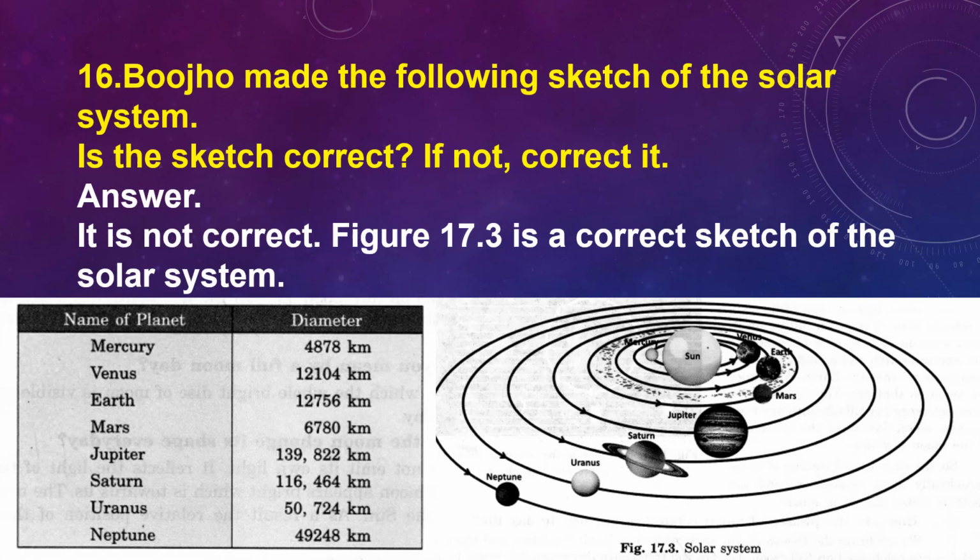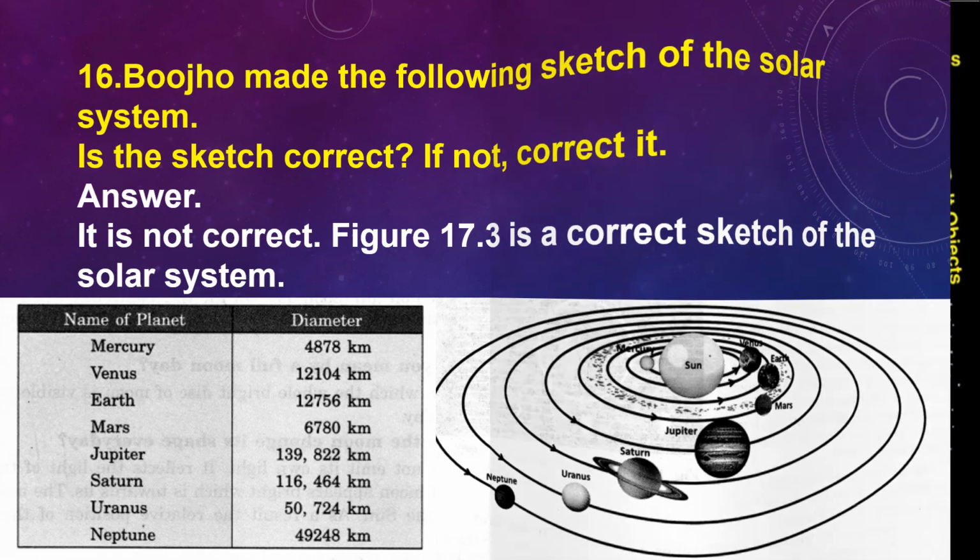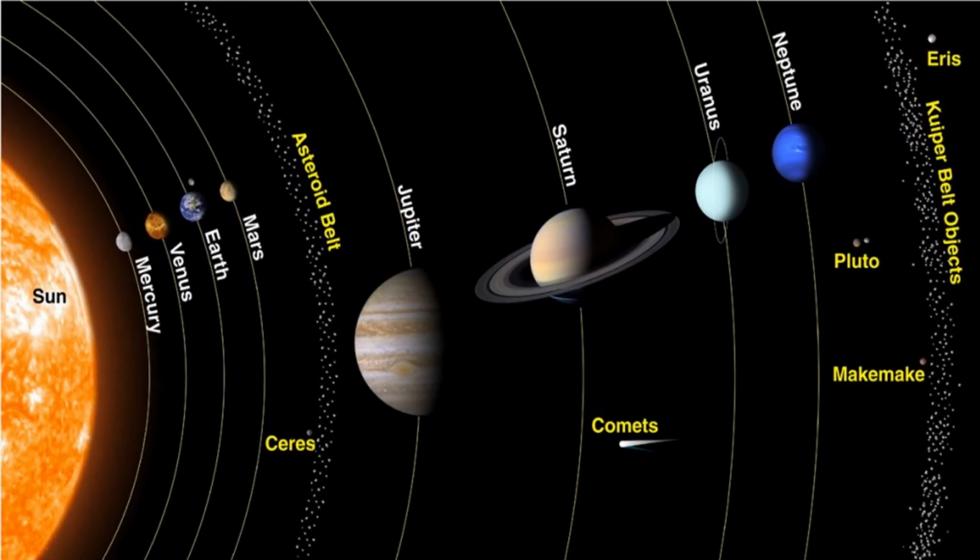Boojho made the following sketch of the solar system. Is the sketch correct? If not, correct it. Here it is not correct. Figure 17.3 is the correct sketch of the solar system. See, this is the correct sketch of the solar system.